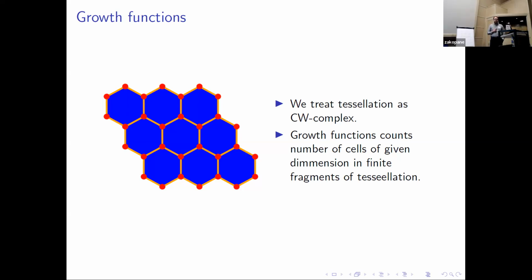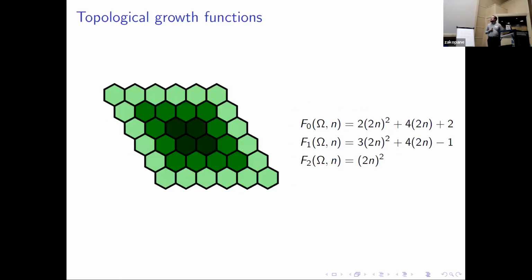Here we have a two-dimensional example. We have zero-dimensional cells, which are vertices, one-dimensional cells, which are edges, and two-dimensional cells, which are faces. In the picture, they are marked red, orange, and blue respectively. So growth functions count the number of cells of a given dimension in finite fragments of a tessellation. We start with topological growth functions. Here we have a two-dimensional example, and that's why we have three growth functions for this one tessellation.